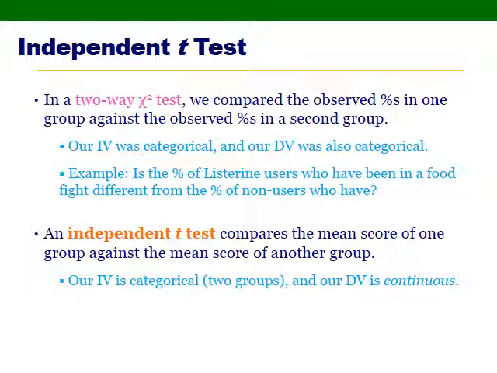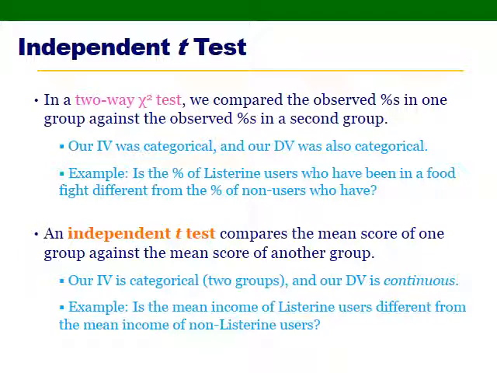So what we'll end up with is a mean for one group, a mean for the other group, and the results of the test will tell us if those two means are different from each other. So for example, if we had two samples, one of Listerine users and one of non-Listerine users, we could compare the mean income of Listerine users against the mean income of non-Listerine users, because income is a continuous variable. The results of the independent t-test would tell us if those two groups are different or equal in terms of how much money they make.